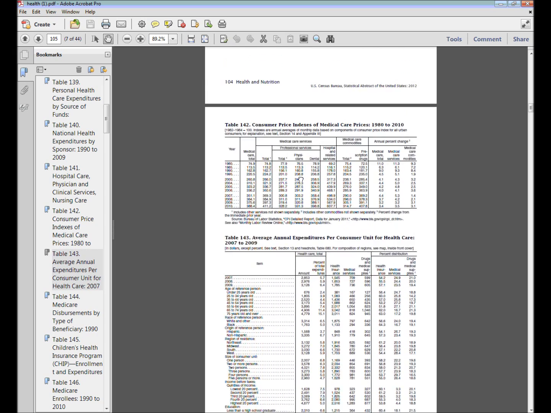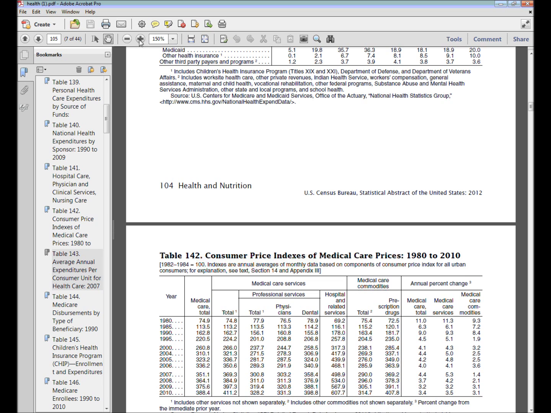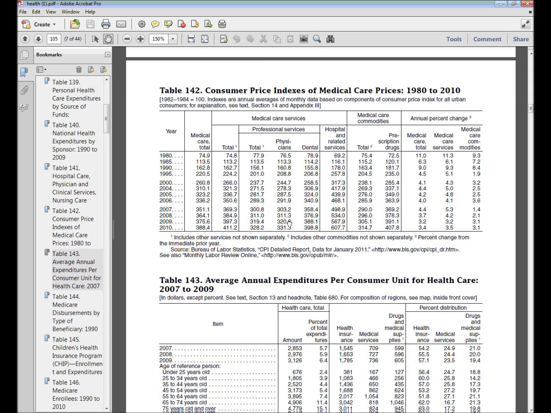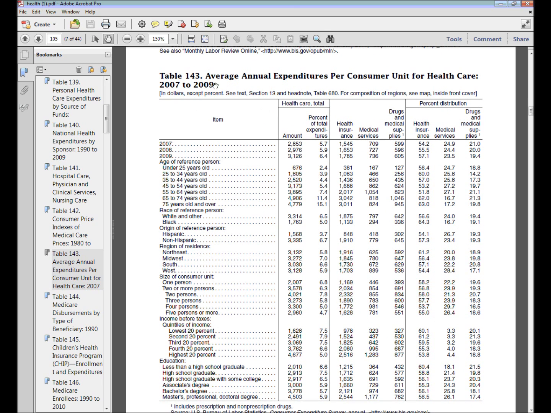So I want to get this a little bit bigger, so I'm going to move it into the middle of the screen, and then I'm going to use the plus sign here to make it larger. The first thing you always want to do is to carefully read the title. This is annual average expenditures per consumer unit for healthcare. So again, what you're going to be looking at is an average annual expenditure. This is the consumer unit you're going to be looking for, and it's going to be looking at 2007 to 2009. And all of these numbers here are in dollars except the percent, which is here.